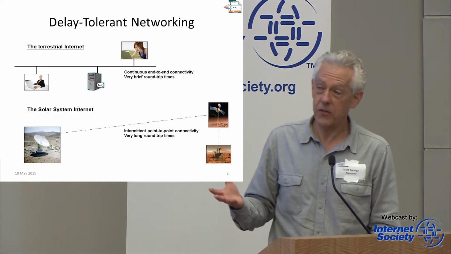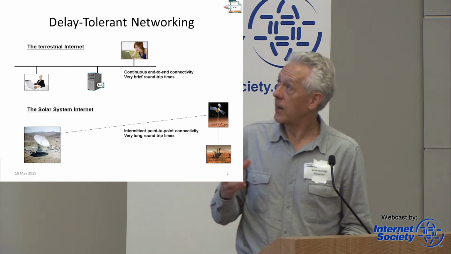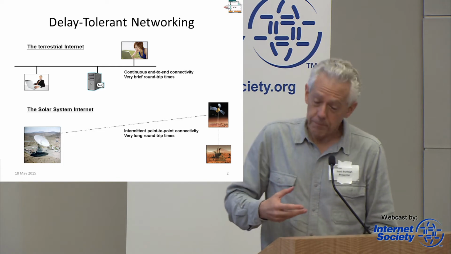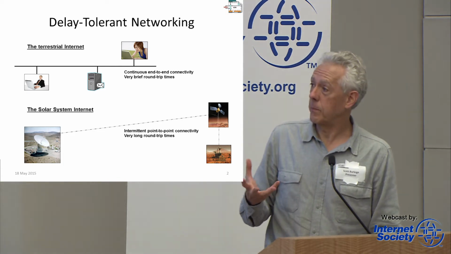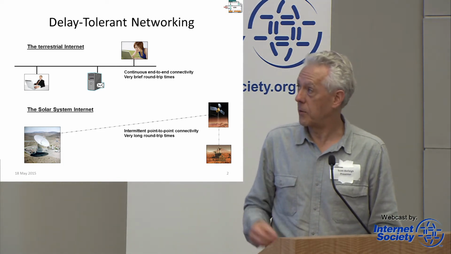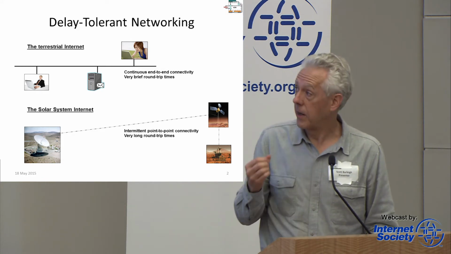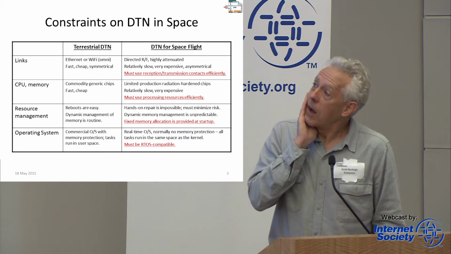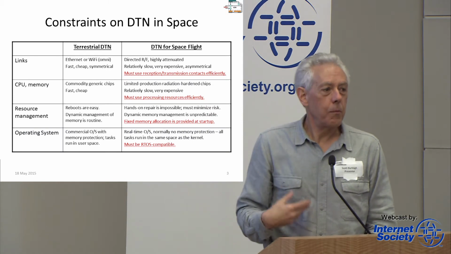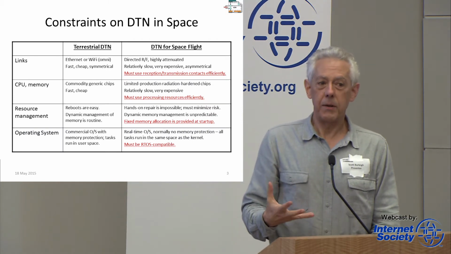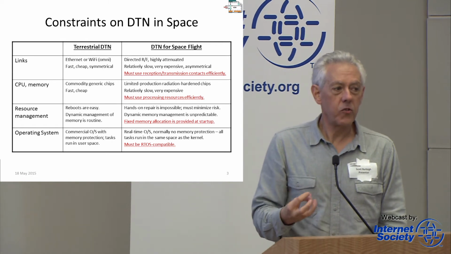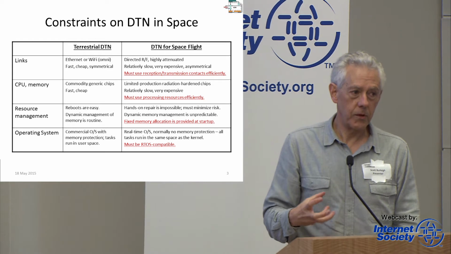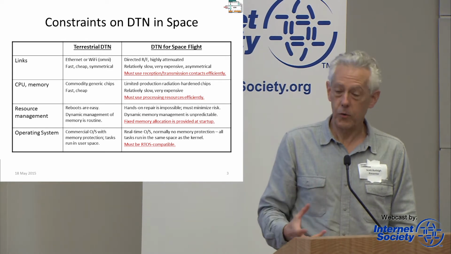The terrestrial internet is characterized by continuous end-to-end connectivity and very brief round-trip times. In the solar system internet, we're expecting to need to be able to handle intermittent point-to-point connectivity and very long round-trip times. Next slide. So this may or may not be obvious to everybody here, but there are constraints on operating delay-tolerant networking in space that are somewhat different from the constraints on DTN and terrestrial networking.